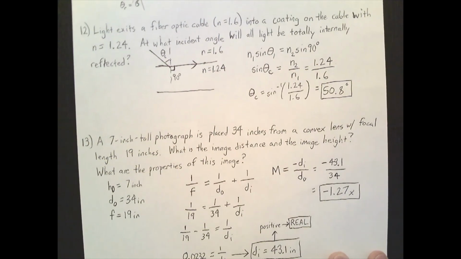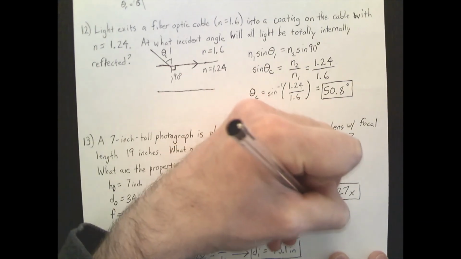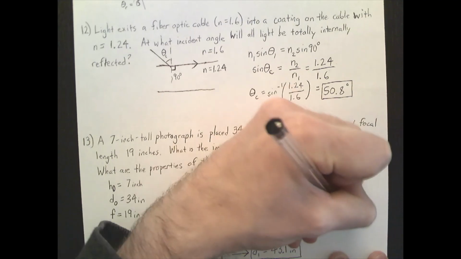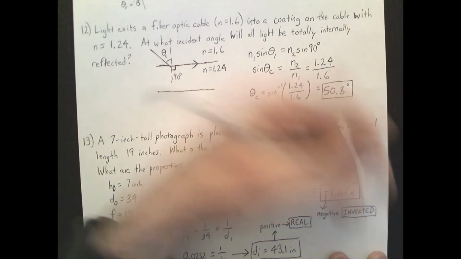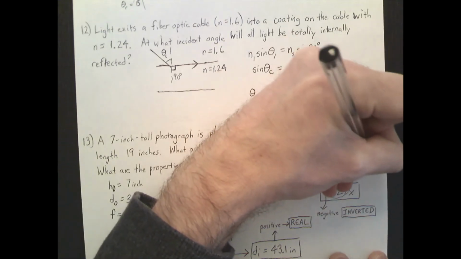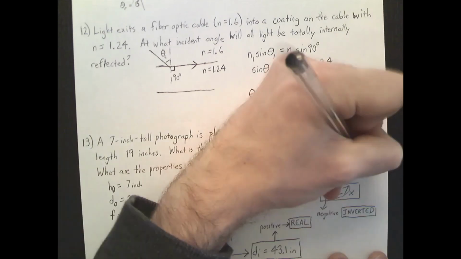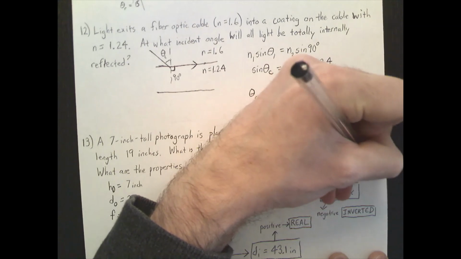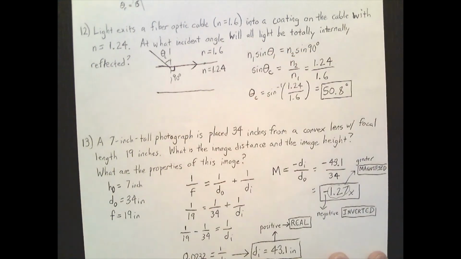This value here tells us the rest of our image properties. This negative sign tells us that it is in fact inverted. Likewise, the fact that the number itself, 1.27, is greater than 1 tells us that the image is 1.27 times larger, and therefore this is magnified. All right, so we now know the image properties. It is real, it is inverted, upside down, and it's larger than it originally was.